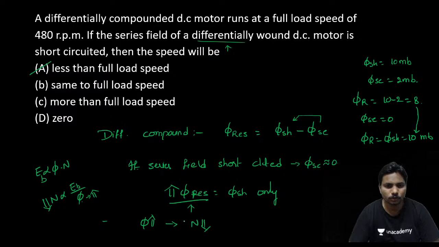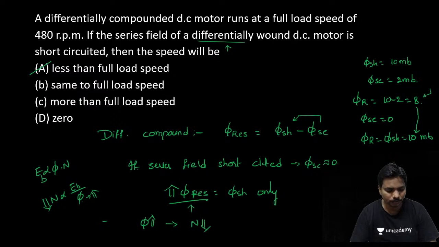Less than the full load speed. Okay. Previously it may be 8. Now because of this, pi s is 0, it will become 10. As flux increases, speed is inversely proportional, so speed is going to decrease. Okay.